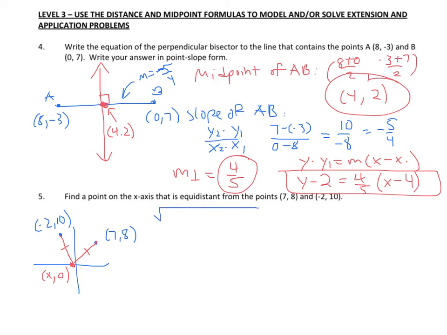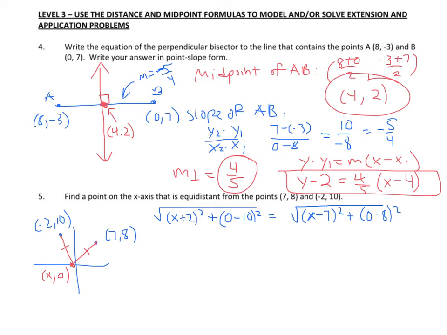So the distance from -2, 10 to x, 0: I subtract the x's. I get x minus negative 2, which will be plus 2 squared, plus the y-coordinate is 0 minus 10 squared, and I set this equal to the distance from 7, 8 to x, 0. So again, using the distance formula, x minus 7 squared plus 0 minus 8 squared. And this is an equation I can solve.